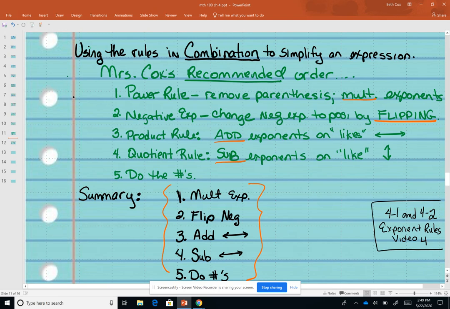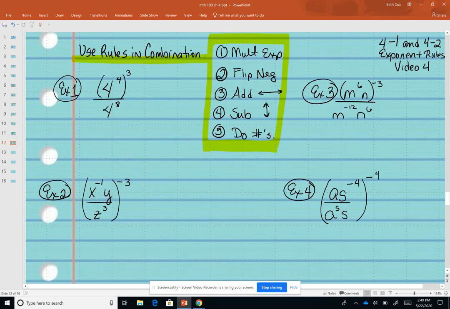So let's get started. The first thing we're going to do is use the power rule and multiply the exponents. And then we're going to flip all our negatives. Then as they are alike, we're going to add right to left. And if they're alike, we're going to subtract top to bottom. And then last but not least, we're going to do the numbers. Now, the numbers are going to get treated just like the variables until the very, very end. And that's where some people get messed up.